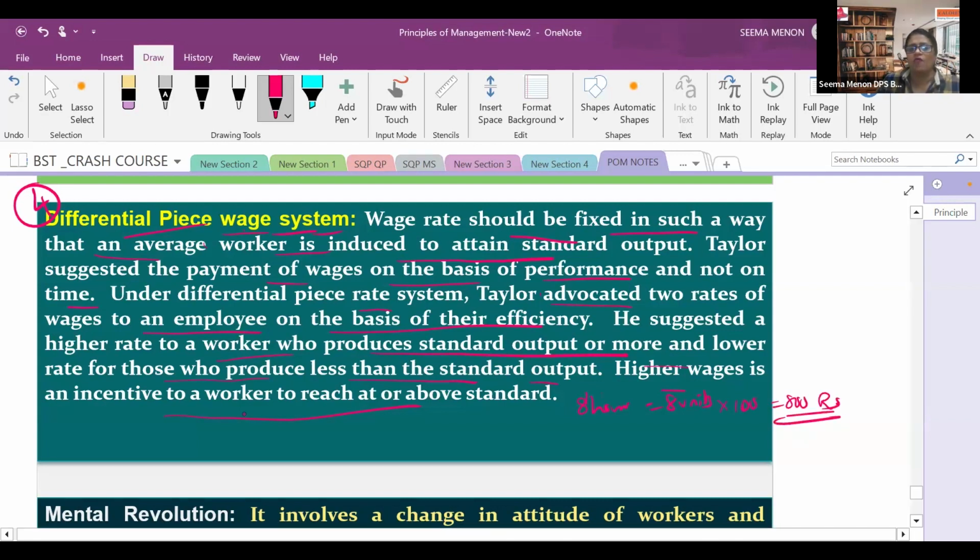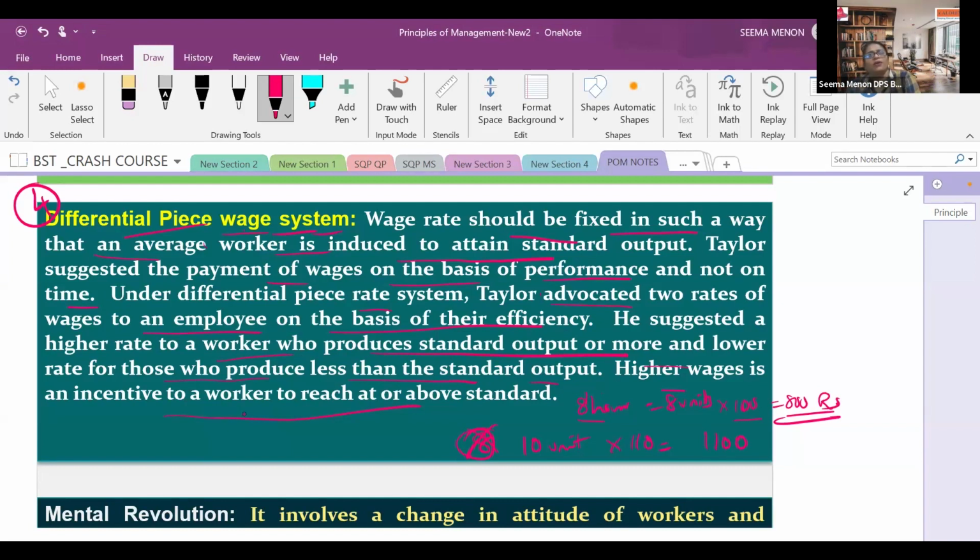Okay. Now what Taylor is suggesting is that if any worker manufactures above 8 units, then for each unit they will be getting extra payment. That means minimum 8 units at 100 per unit. Now for more than 8, for every unit they will get more. Suppose instead of 8, a worker got 10 units. Then per unit he should get 110 rupees. That means how much? He will be getting 1,100. Hardly, he produces 2 units extra, but you can see the payment, there is a high increase.